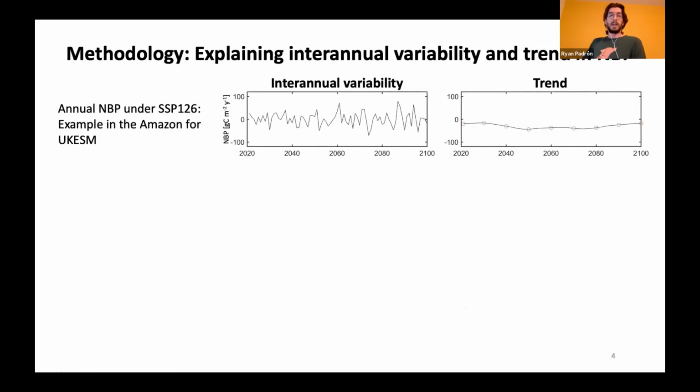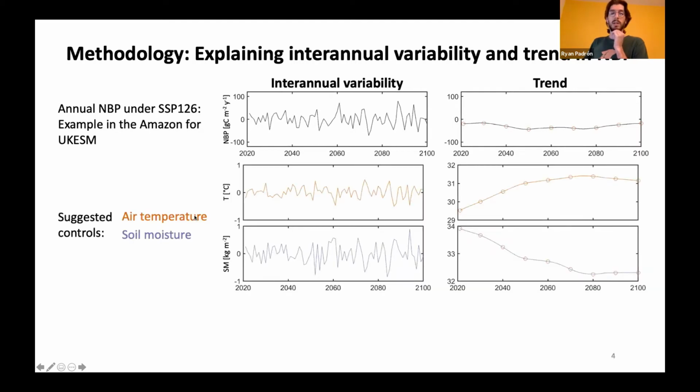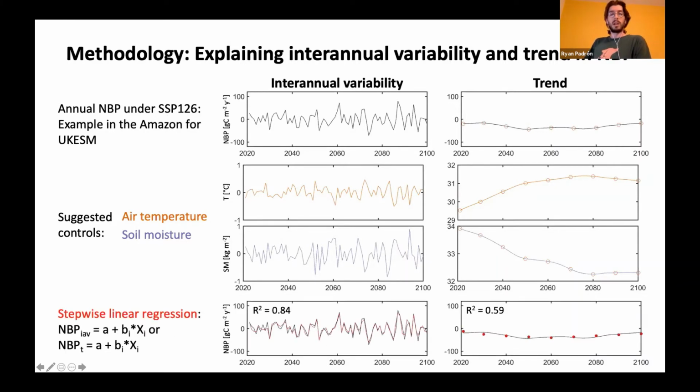So now that I've separated the interannual variability and the trend in MVP, I can do the same with the annual time series of air temperature and of soil moisture, which are the two controls that I'm considering here as relevant for explaining MVP in the models. Now, when we use a simple stepwise linear regression with no interaction terms to explain MVP as a function only of temperature and soil moisture, we can see that for this particular grid cell in the Amazon, temperature and soil moisture explain really well the interannual variability in MVP, and a little bit less well the trend, although the R-square is still relatively high, 0.6 here.